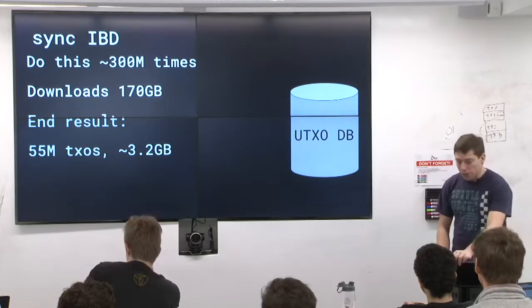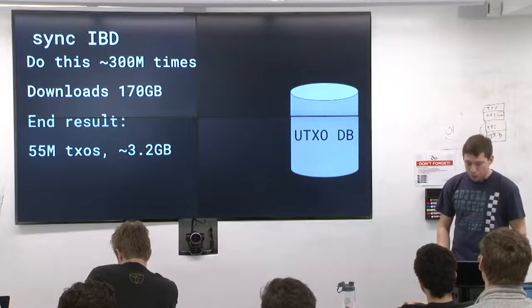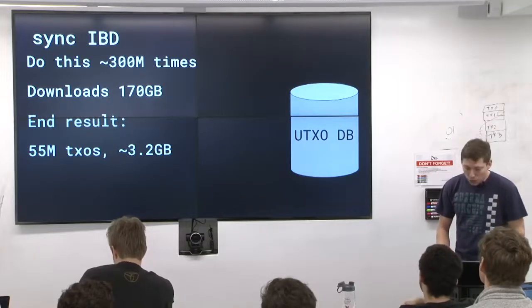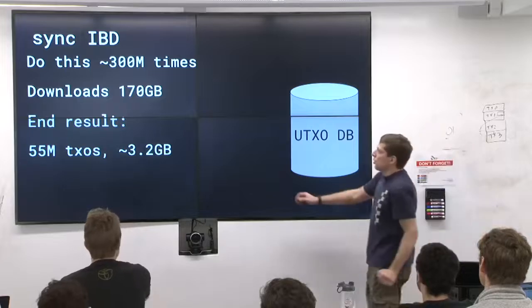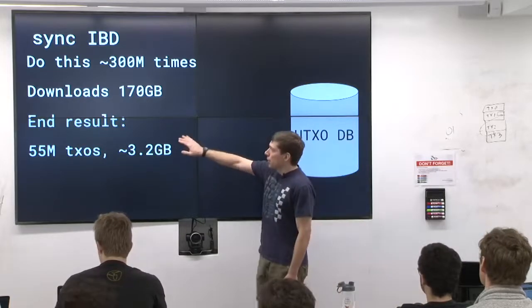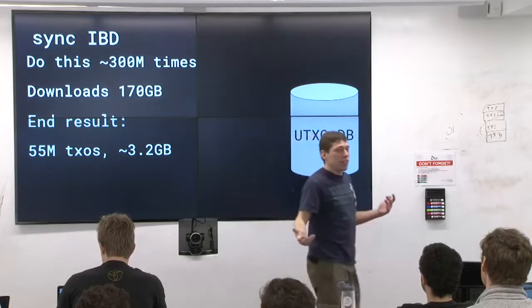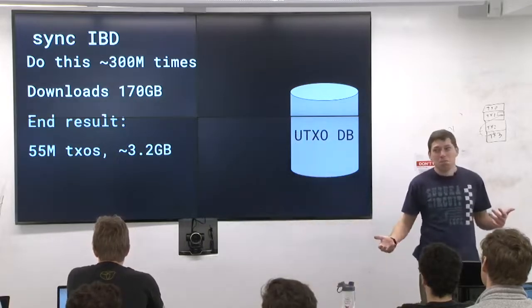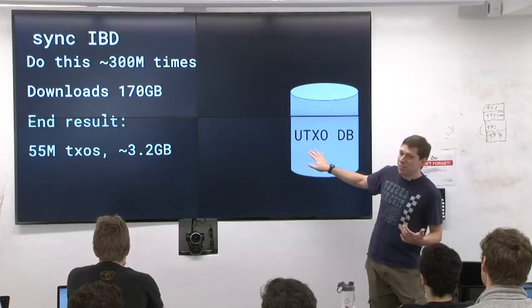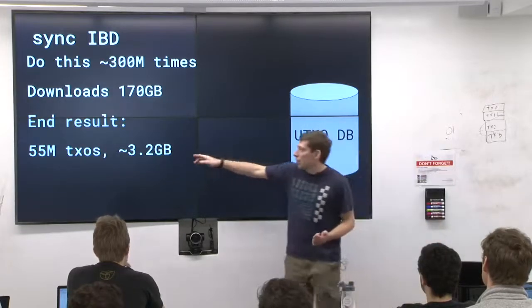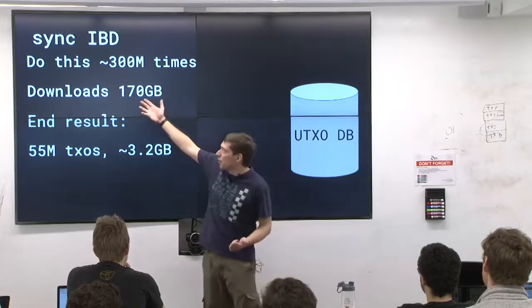Okay, any questions about initial block download? Good. Okay. So here's a question. You've got this UTXO-DB. What about this 170 gigabytes? Do you have to store it, or can you delete it? This you can't delete, right? So do you think this is okay? Like, yeah, you can maybe delete some of this.